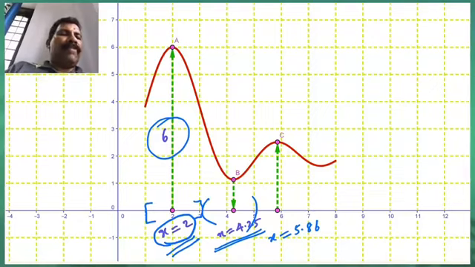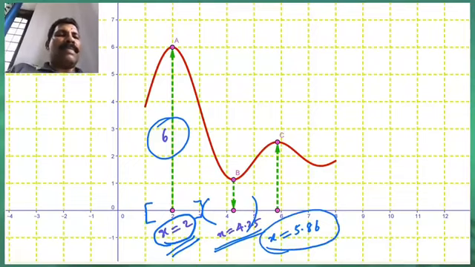Similarly, again, when x equals 5.86, the function has a local maximum, and capital C refers to that point. So x equals 5.86 is called a point of local maximum, and the value of the function at that point, x equals 5.86, is called a local maximum value of the function.